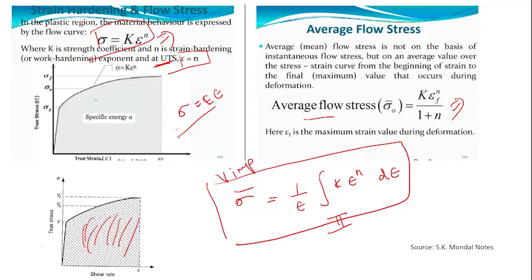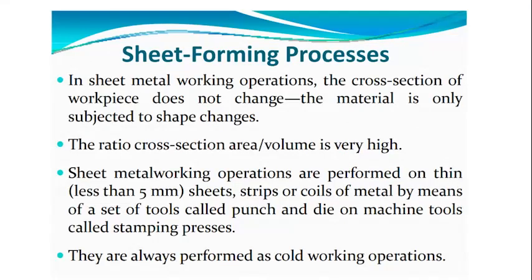So easily what you can understand is that after your elastic limit, whatever the stress, you call it the flow stress, at constant strain. Because the material is flowing. So the stress which is required to flow your material, that is your flow stress. You understood? Yes, ma'am. Flow in the sense of continued deformation. Yes, correct.